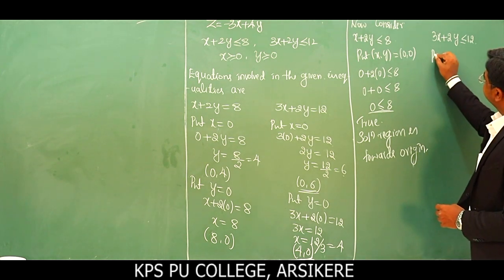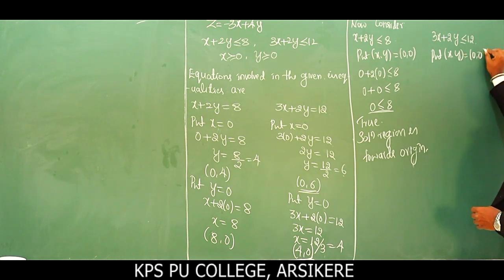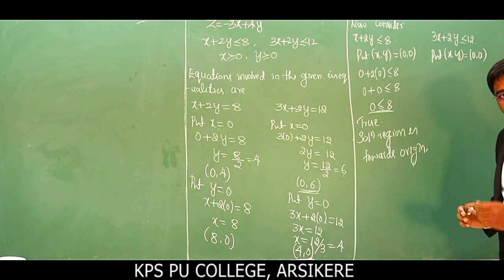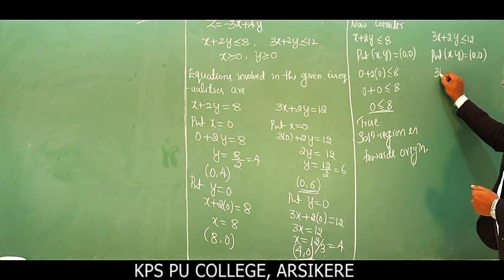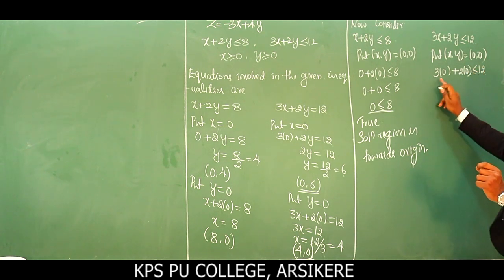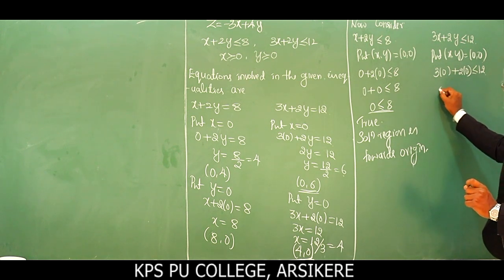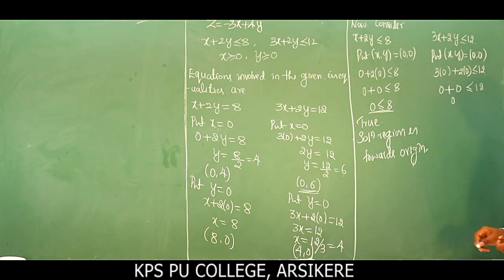So put x comma y is equal to 0, 0. Clear? After substituting this, what about the inequality here? 3 into 0 plus 2 into 0 is less than or equal to 12. What is 3 into 0? 0, plus 2 into 0 again 0, less than or equal to 12. Again 0 plus 0, it is very simple, 0 less than or equal to 12.